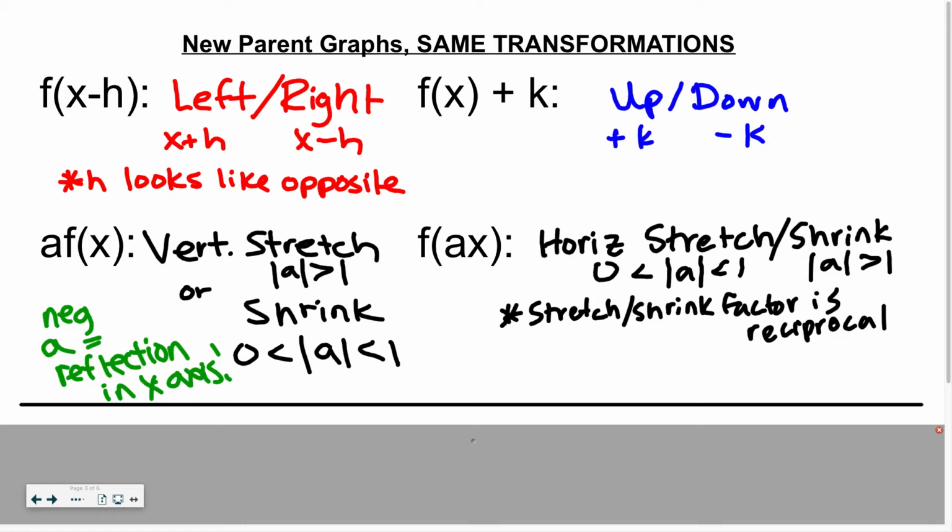And the stretch or the shrink factor is really the reciprocal. So if it looks like, I'll write it over here, the square root of 1/4 x, that A that's being multiplied by my x is less than 1. So that would be a horizontal stretch by a factor of the reciprocal of that A value. So it looks like a 1/4, but it's a stretch by 4.